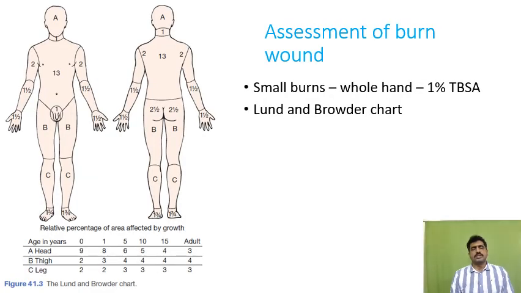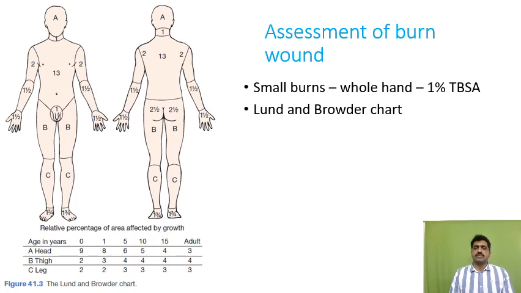Once the airway is secured, the next important step in management is to assess the percentage of burns and the depth of burns. If it's a small burn, you can take the area of the fingers and the whole hand as 1% of the body surface area of that patient. You can cut a paper of this size, put it on the wound and see how much percentage of surface is involved. That gives a rough estimate. In small burns, you can use that.